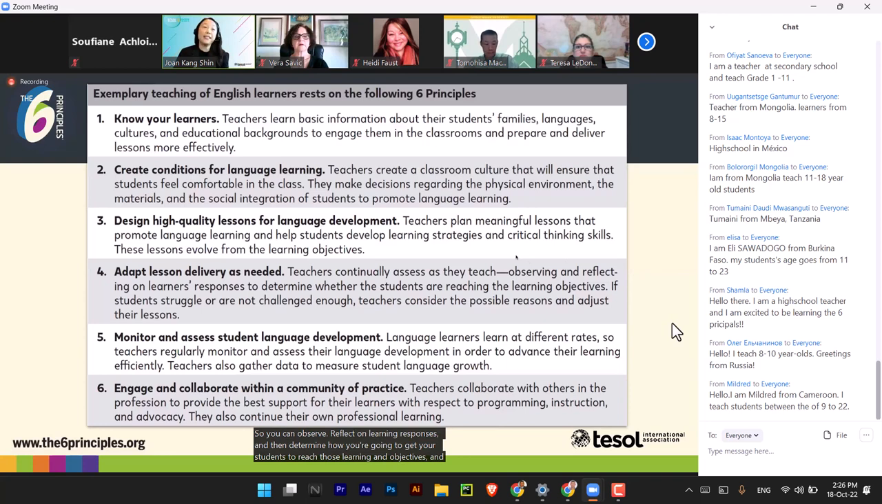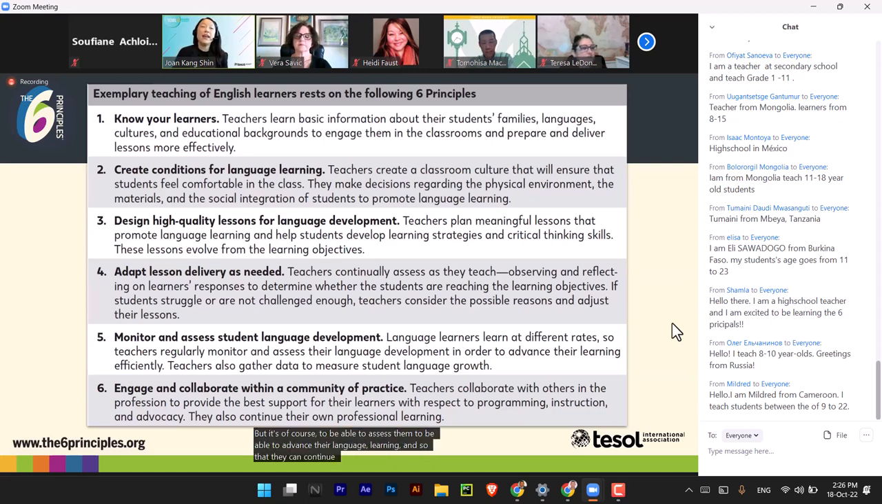And connected to that, monitor and assess student language development. So you're always trying to monitor how your students are doing and assess them. It's a whole process that is formative, and the goal is not to test your students, but of course to be able to assess them, to be able to advance their language learning, and so that they can continue to grow.